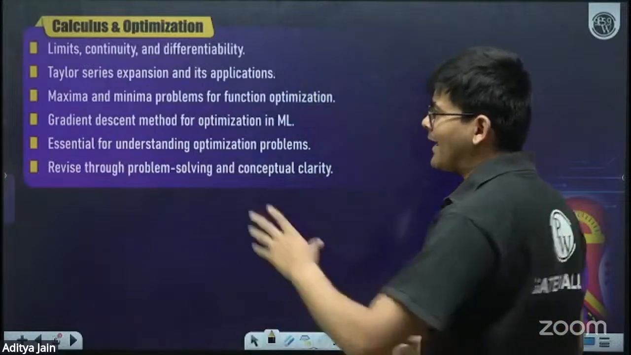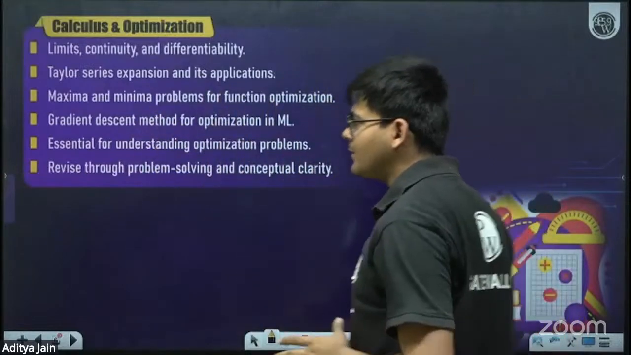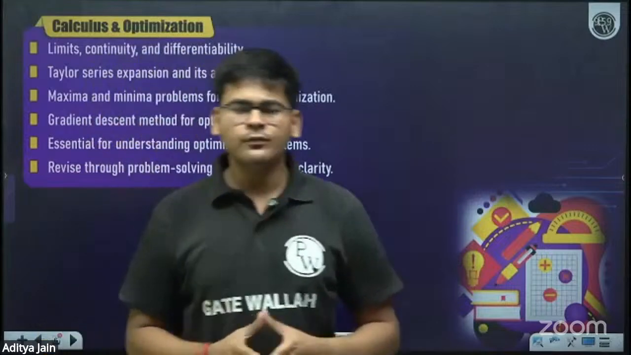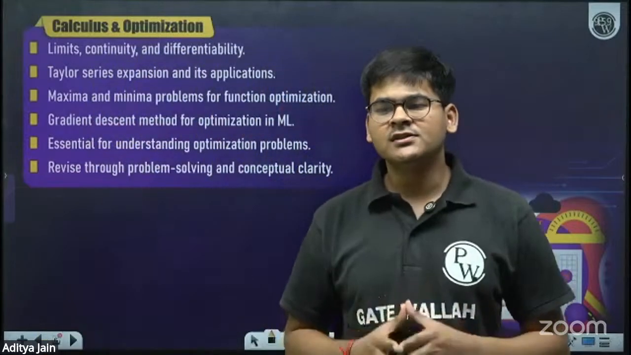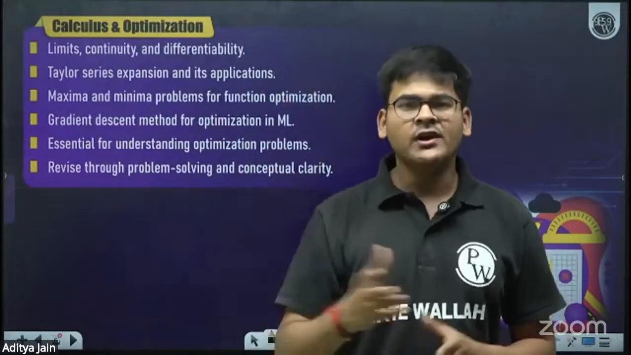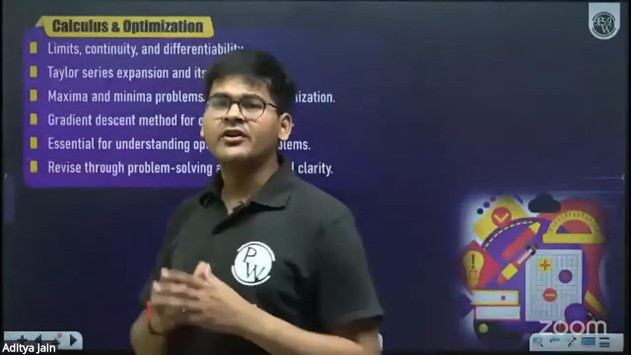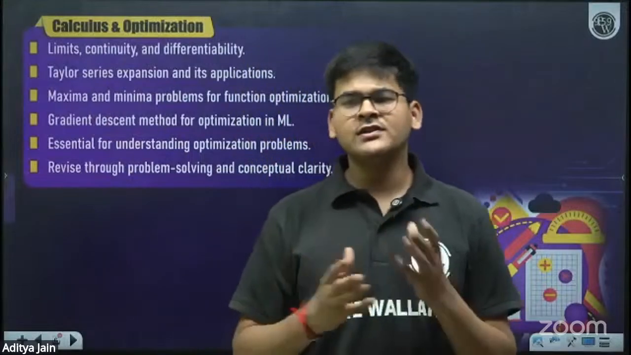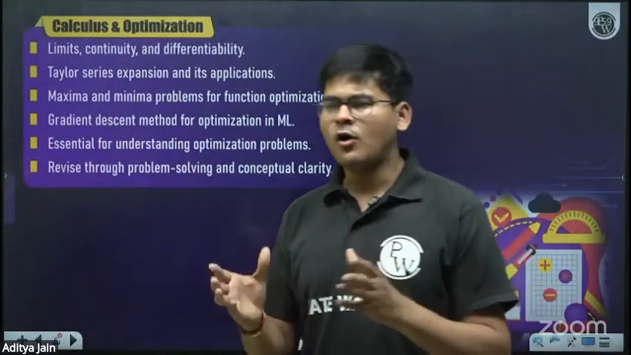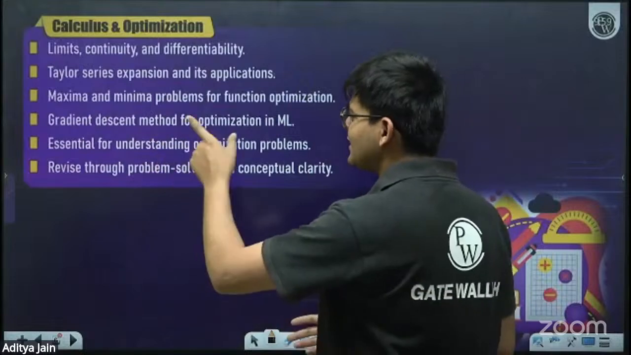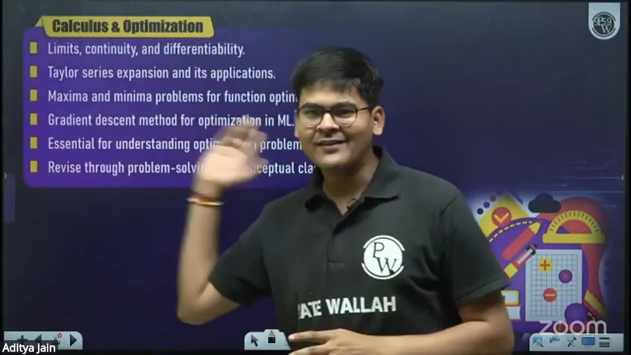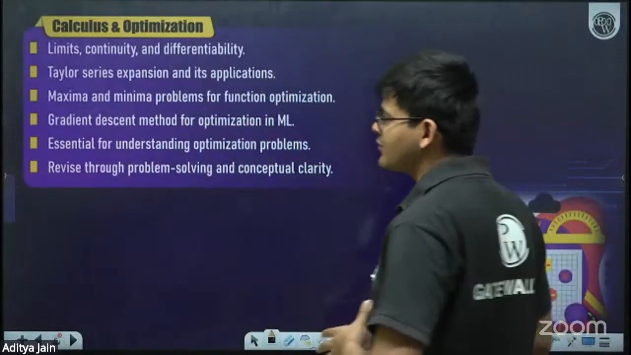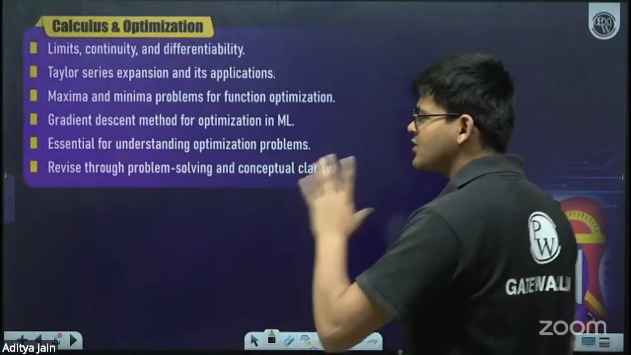Okay, maxima and minima problems for functional optimization. As I've already told you, even in machine learning, you will be learning something called SVM. Okay, you will be learning something like gradient descent. All of these involve optimization. All of these involve finding the minima, maxima, all these problems. Okay, gradient descent method for optimization in ML. I have just mentioned this, right? Very famous. Essential for understanding optimization problems.